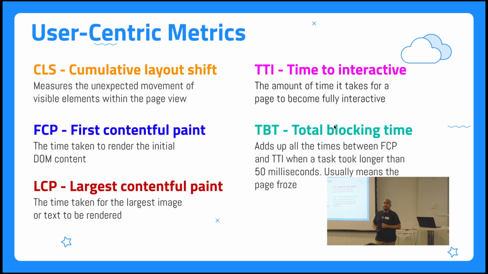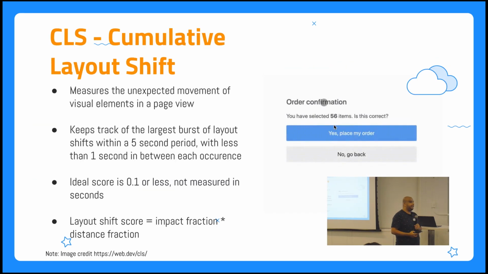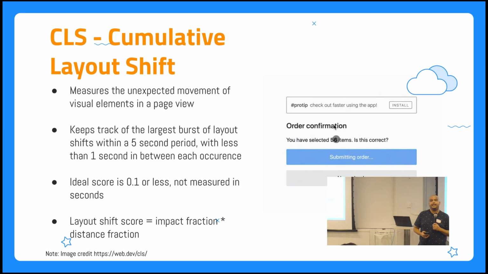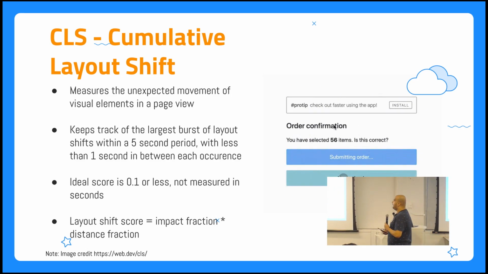So what are these metrics? The 5 big ones are CLS, FCP, LCP, TTI, and TBT. I'll go into detail on each one. So CLS is called the cumulative layout shift, and this measures the unexpected movement of visual elements in a page view.